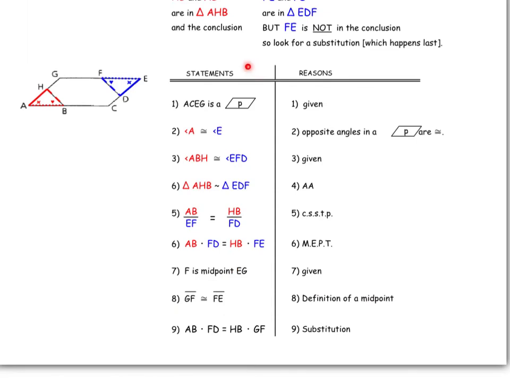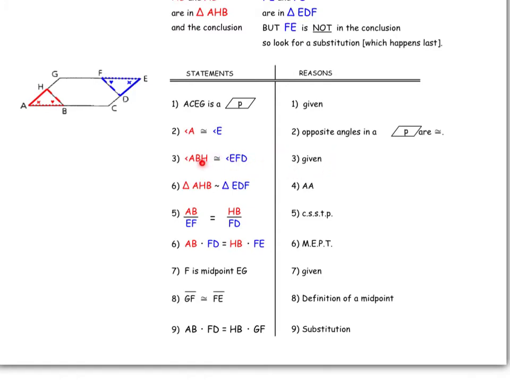We start out by saying that ACEG is a parallelogram so that we could say that angle A is congruent to angle E, because opposite angles in a parallelogram are congruent. And no, you can't say properties of a parallelogram. There are too many. You have to tell me which one you're using. Now I mentioned that angle ABH, which I made a cute little heart, do you like it, and angle EFD, another cute little heart, are congruent because they were given.